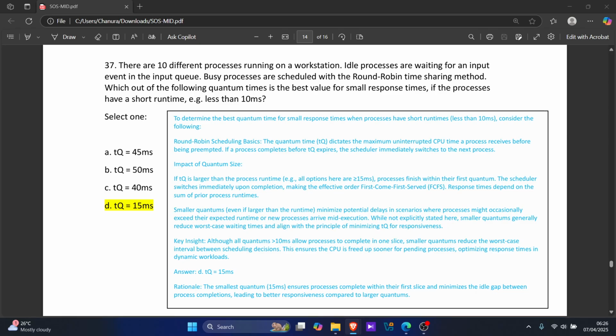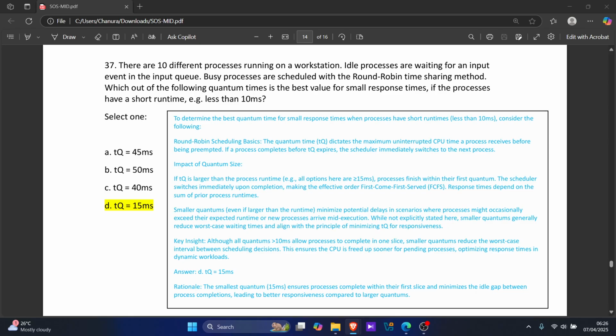To determine the best quantum time for small response times when processes have short runtimes, consider the following. Round-robin scheduling basics: processes are given a fixed quantum. If a process finishes before the quantum expires, the next process starts immediately. This reduces waiting time for subsequent processes.